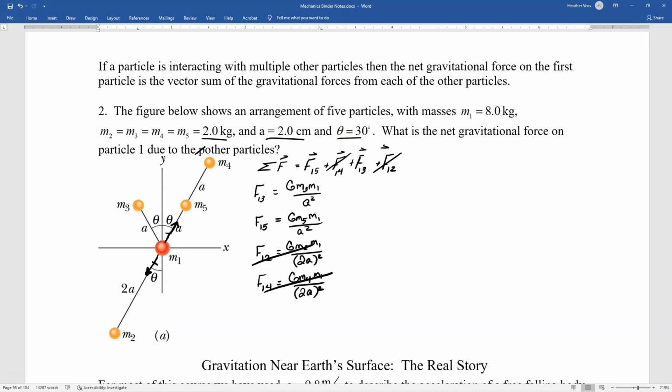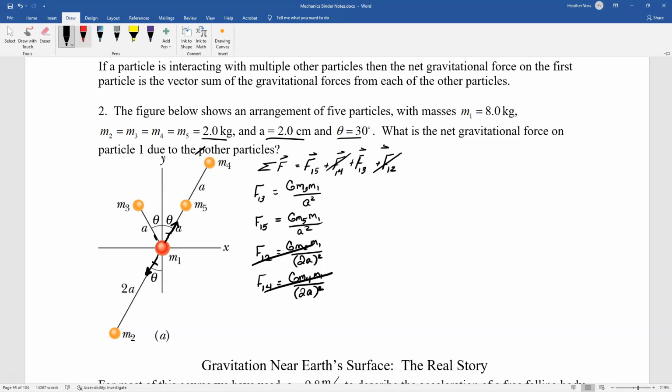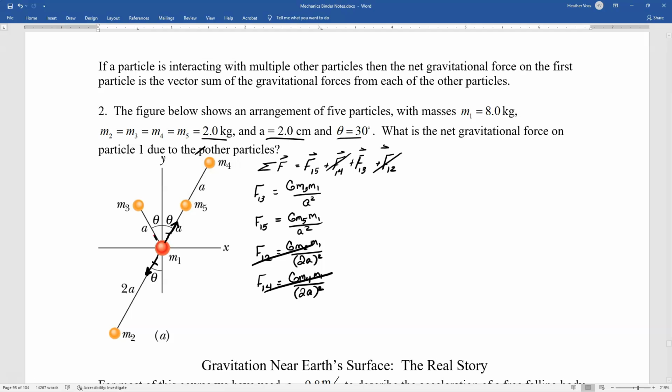Now we can look at 1 and 3. 1 and 3 is going to be going this way. Let me change colors here for a minute. So we're going to put red out here. So that one's going to be going this way, and this one's going to be going this way. So if we look at our vector addition, we are going to end up with a resultant that's going to be going straight up. So the x components of those forces are going to cancel. So we're only concerned with the y components.